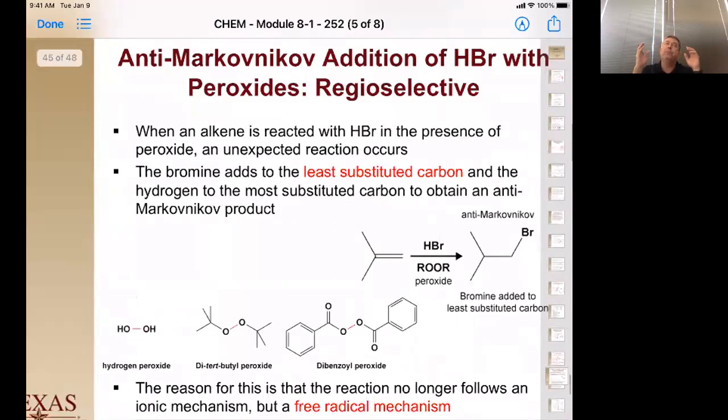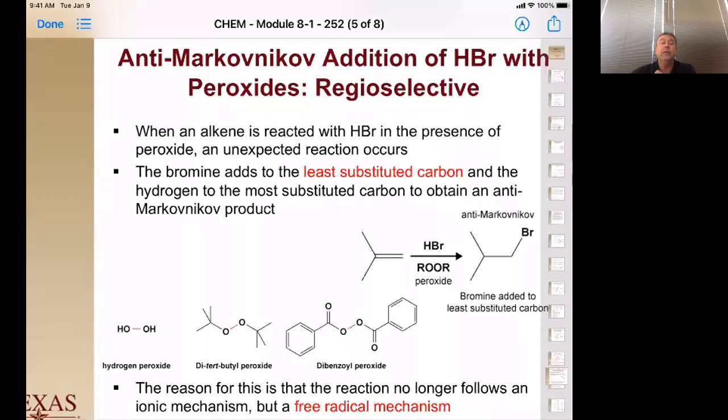Okay, so I said before that the addition of HBr or HCl across a double bond is a Markovnikov addition. We're going to put the hydrogen on the more substituted carbon. But what if you wanted to do it the other way around? If you want to do it the other way around, you have to change the mechanism. If you go through the carbocation intermediate, you will form the more stable carbocation. That more stable carbocation will end up with the halogen.